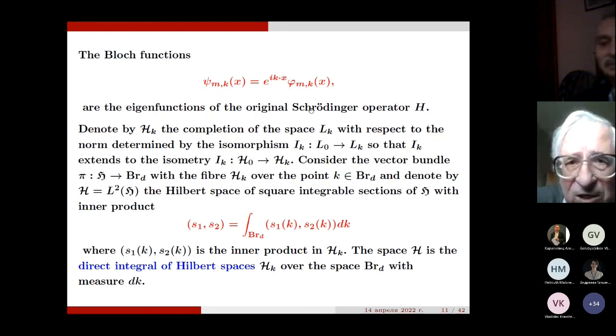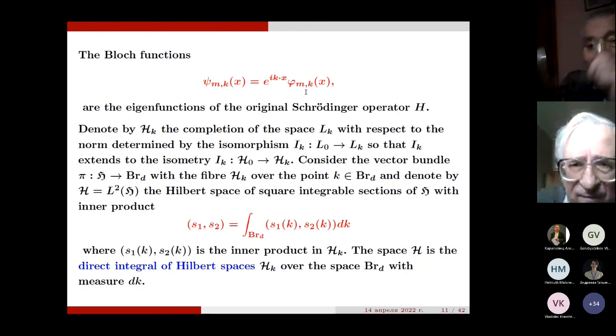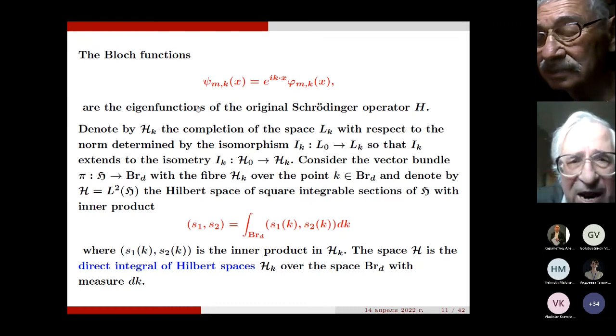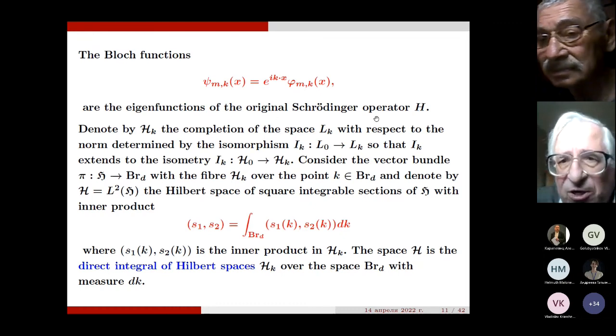The Bloch functions corresponding to this basis phi_m of k of eigenfunctions are the eigenfunctions of the original Schrodinger operator H.